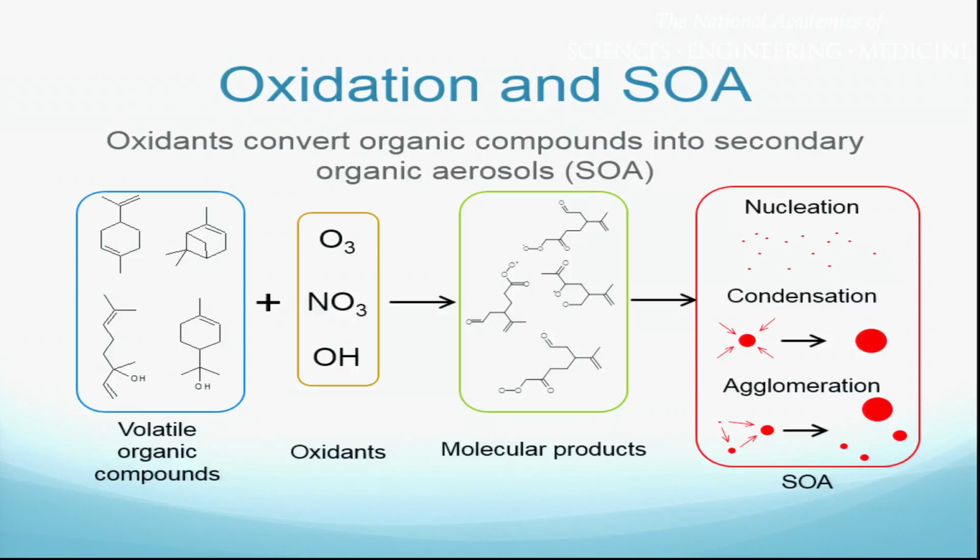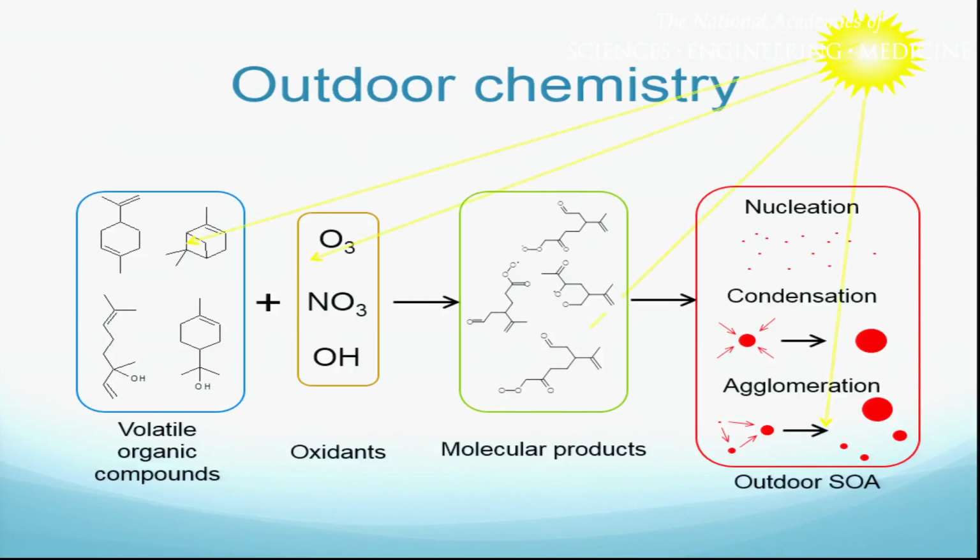I guess I can point over to this slide here. They come together and they can nucleate new particles or grow and condense onto existing particles. And ultimately what you get is this collection of particles known as secondary organic aerosol, overall increasing the mass of aerosol in the atmosphere. Now, in outdoor environments, one of the main drivers of this chemistry is the sun.